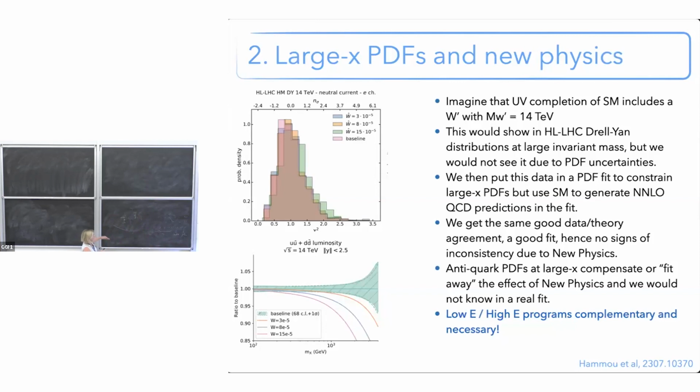This deviation that is induced by this new particle would show in the high-Lumi LHC Drell-Yan distribution at large invariant mass, but we wouldn't see it because they have large PDF uncertainties, okay? So we wouldn't see that there is a deviation because it would still be within the PDF uncertainty of that observable. Now, because we are greedy, we want to have constraints on the large-x PDF, we take this data and we put it into a PDF fit, because we use this data to constrain the large-x gluon.